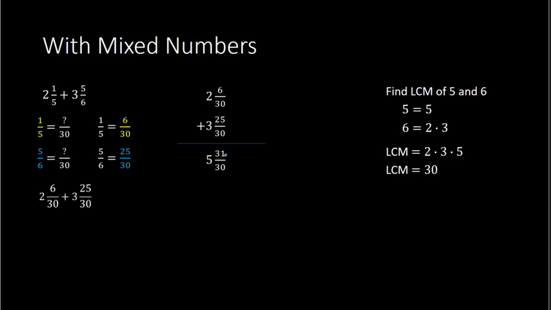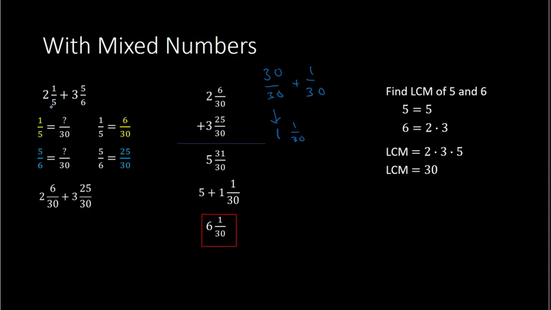So now from here, just one thing to take into account is that 31 over 30 is improper. That is bigger than 1. So 31 over 30, I can think of that as 30 over 30 plus another 1 over 30. And this 30 over 30 is 1. So what I have here is actually 5 and then 1 and then 1 over 30. So 5 plus 1 is 6. So what I have is going to be 6 and 1 over 30.